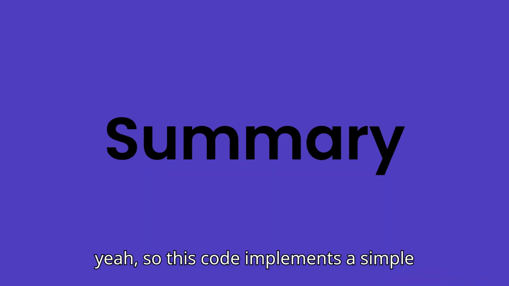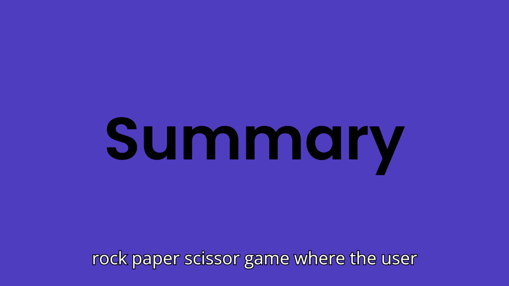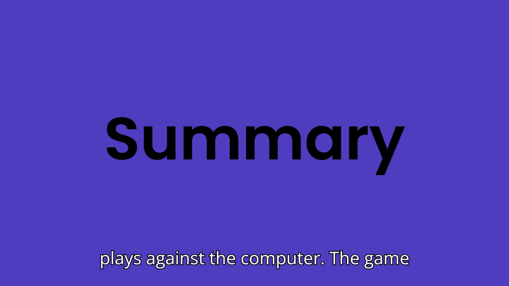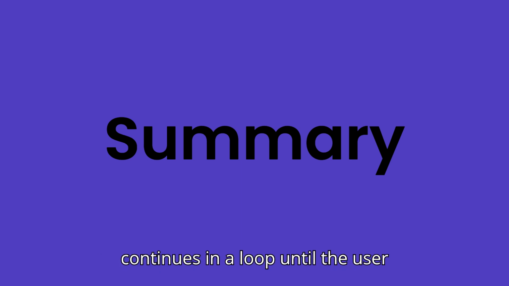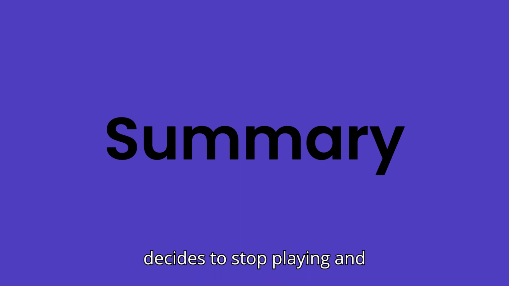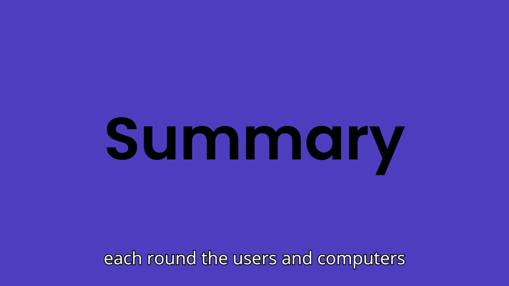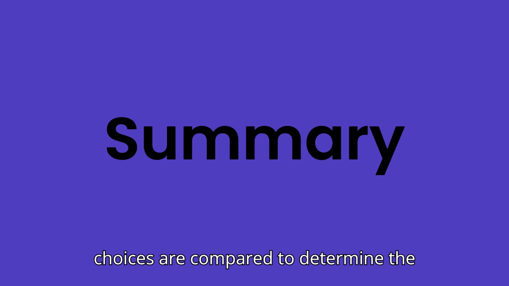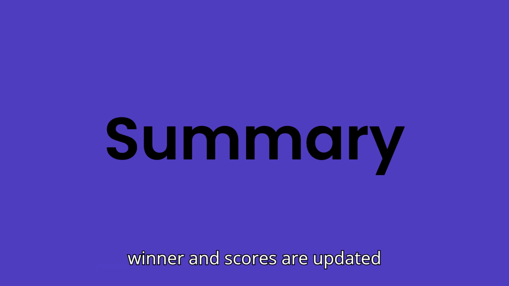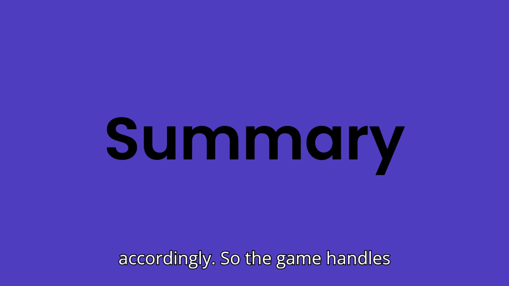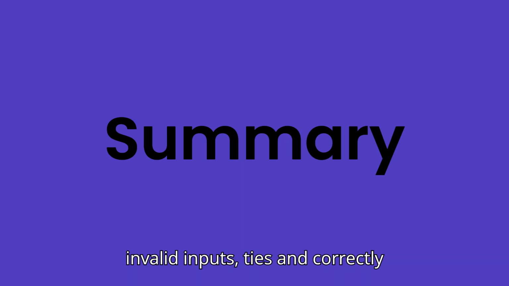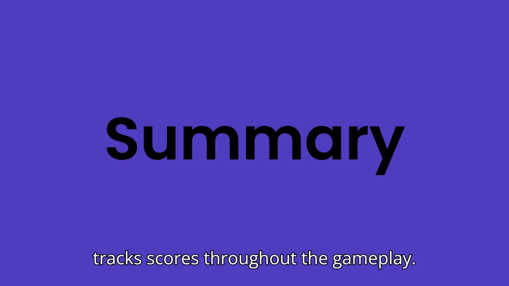So this code implements a simple rock paper scissor game where the user plays against the computer. The game continues in a loop until the user decides to stop playing, and each round the user's and computer's choices are compared to determine the winner, and scores are updated accordingly. So the game handles invalid inputs, ties, and correctly tracks scores throughout the gameplay.